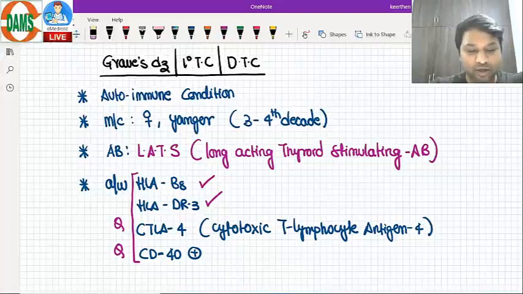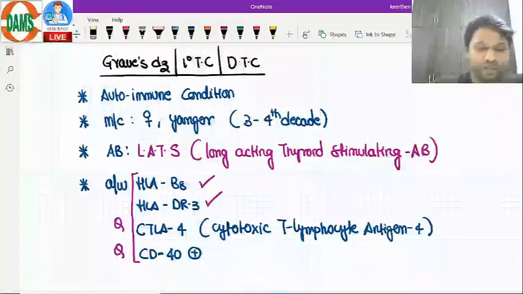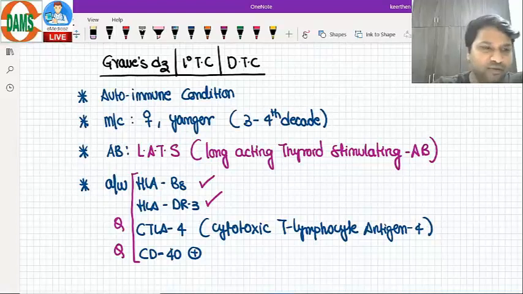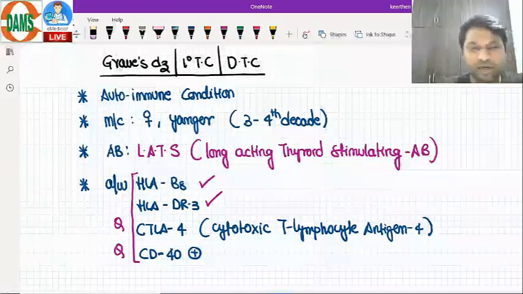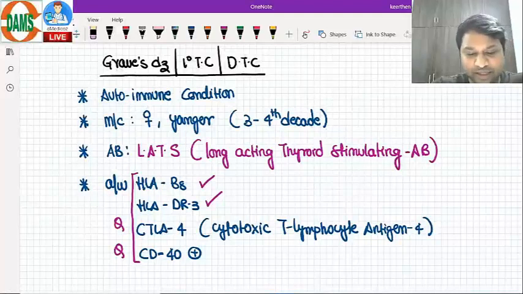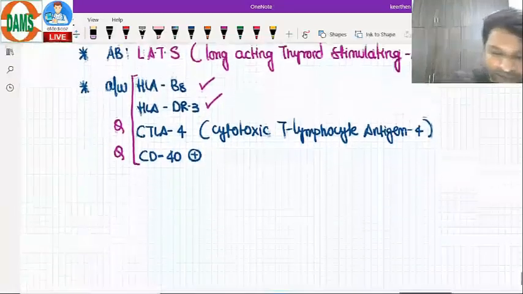So, Graves' disease is an autoimmune condition. All autoimmune conditions are usually seen in females which are younger, and the usual age of presentation is between 3rd to 4th decade of life. All autoimmune conditions are associated with antibody formation, and the antibodies go by the name LATs, that is long-acting thyroid stimulating antibody. Now, these all are associated with HLAs.